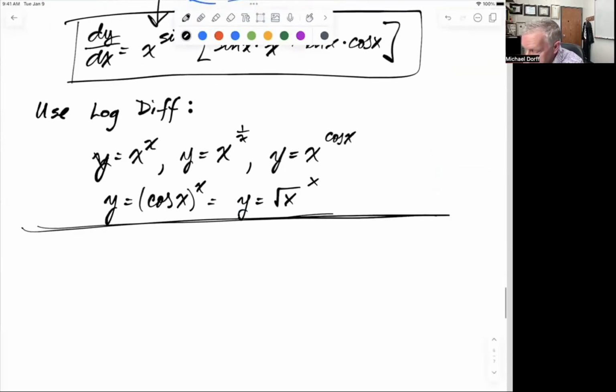All right. Another topic for today is what are the derivatives of inverse trig functions? We haven't talked about that yet.